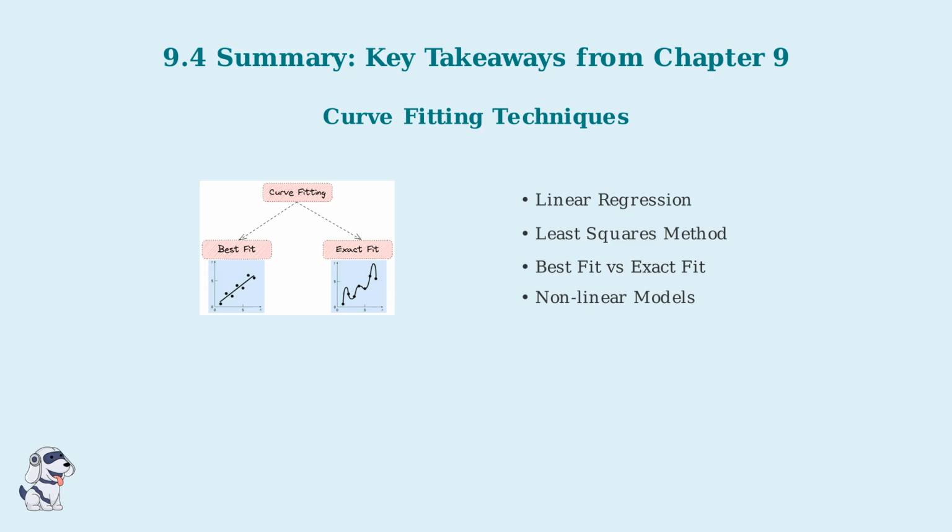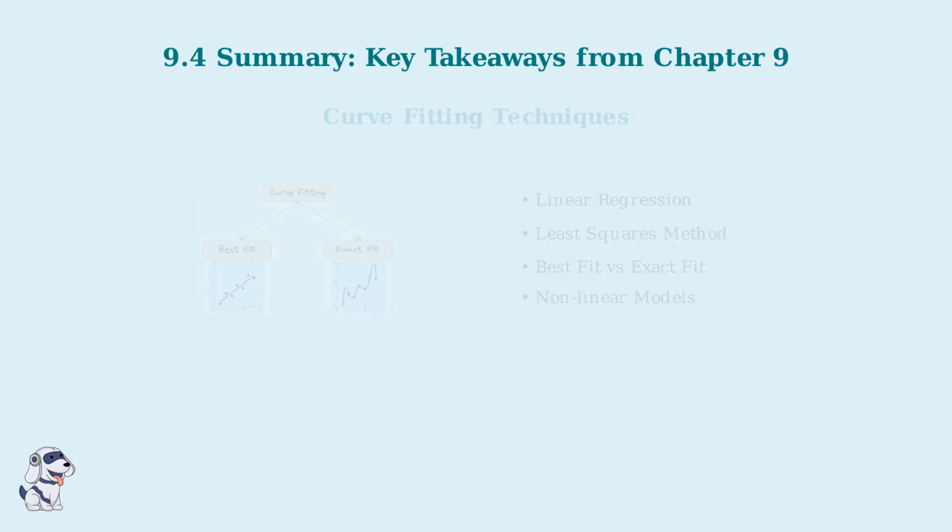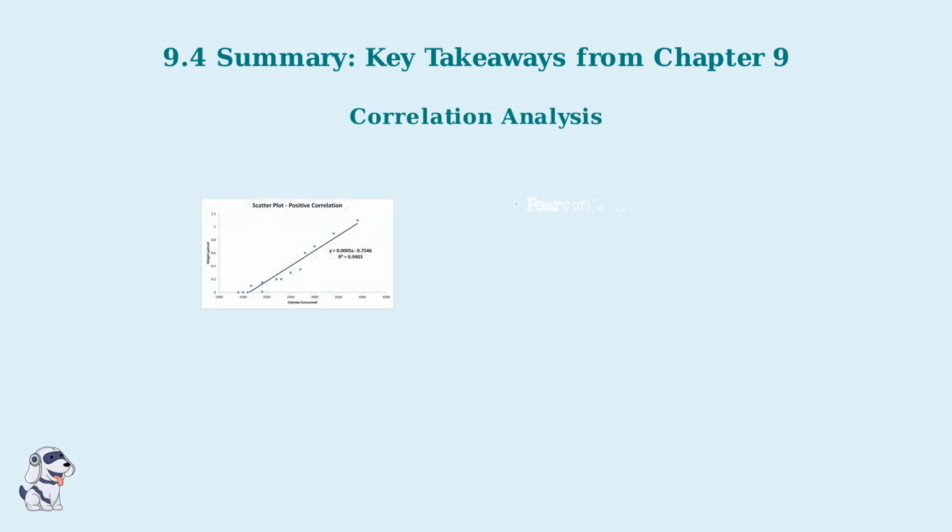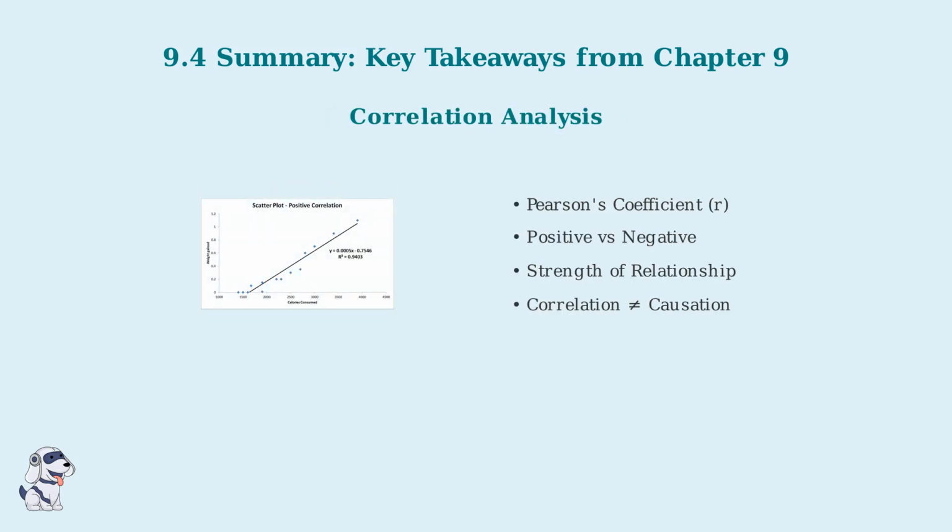We learned about linear regression for straight-line relationships and the least squares method for finding the best fit. We also distinguished between best fit lines that minimize overall error and exact fit curves that pass through all data points. Correlation analysis helps us measure relationships between variables. We learned about Pearson's correlation coefficient, which quantifies the strength and direction of linear relationships. We explored positive and negative correlations, and importantly, we emphasized that correlation does not imply causation.